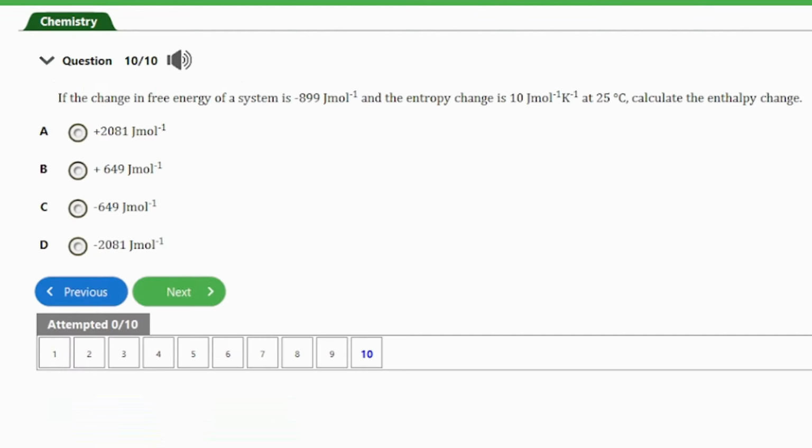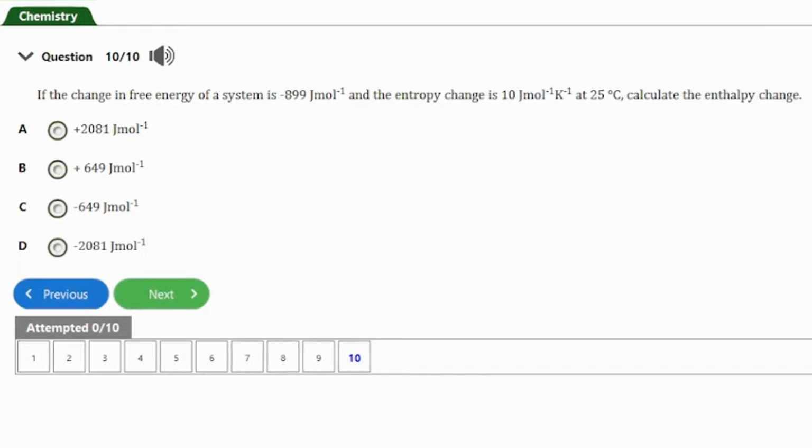So that's it. Let's consider the next and the last question here, guys. That's question number 10. It says, if the change in free energy of a system is negative 899 joule per mole and the entropy change is 10 joule per mole per Kelvin at 25 degrees Celsius, calculate the enthalpy change. So guys, for this question here, we are simply going to zoom right into our workspace here and actually solve this together.